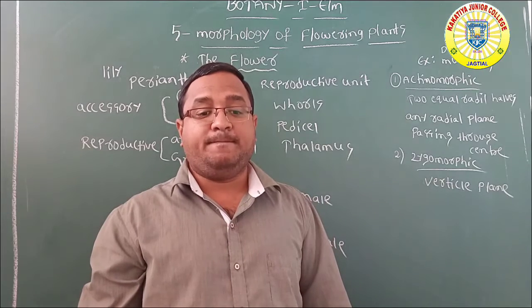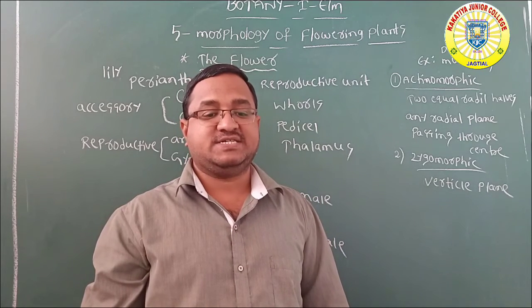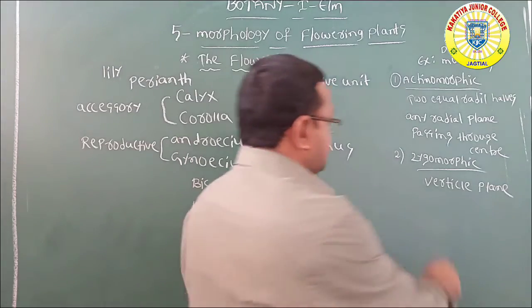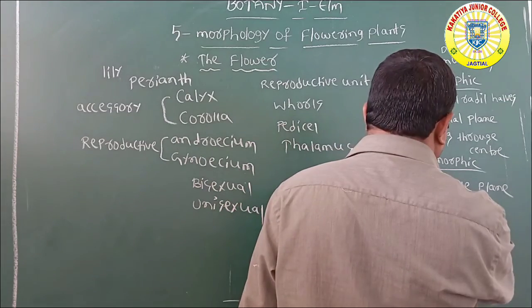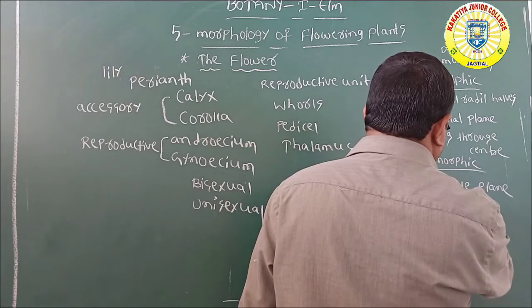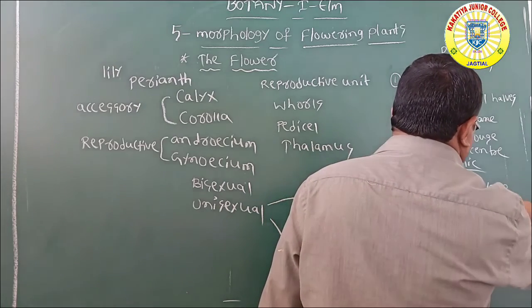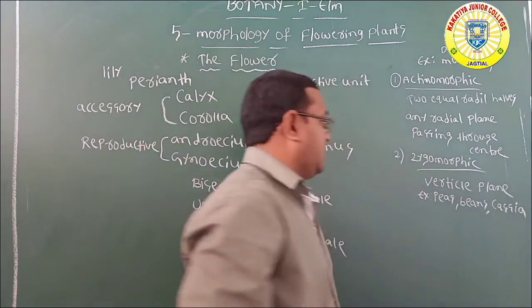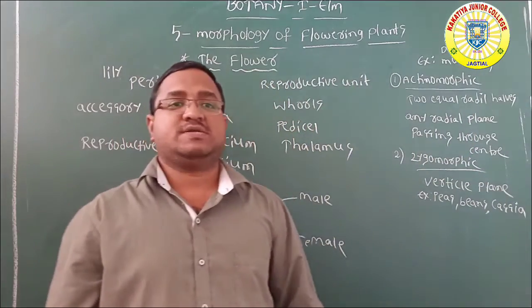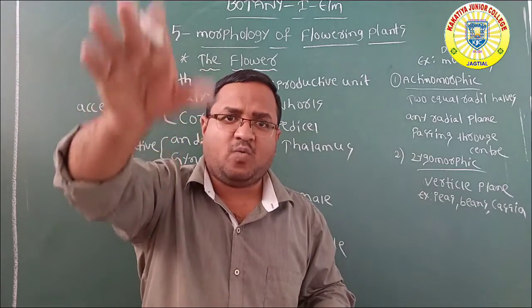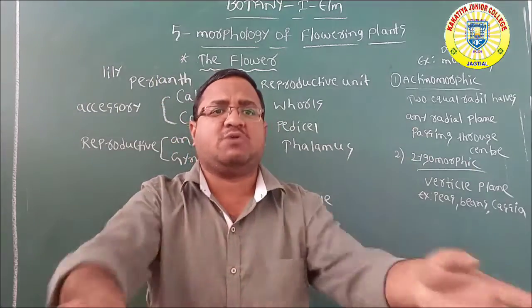Best examples are peas, beans and cassia, Cassia auriculata. These are examples of zygomorphic. Not in any direction, just in one particular vertical plane only can you divide the flower into two equal halves.